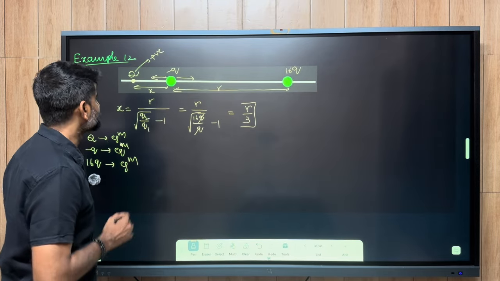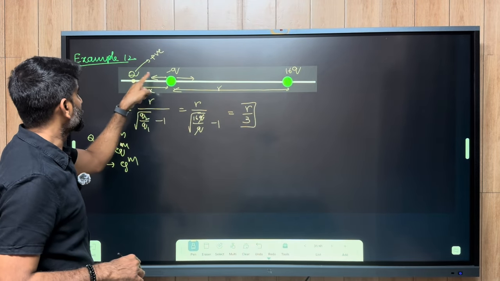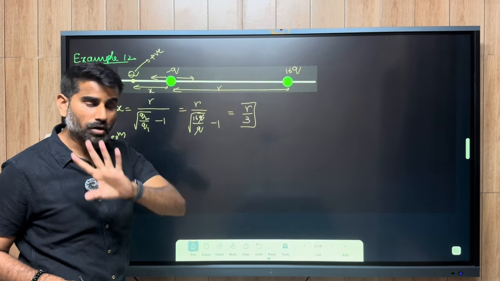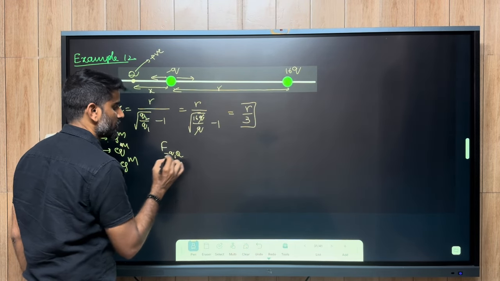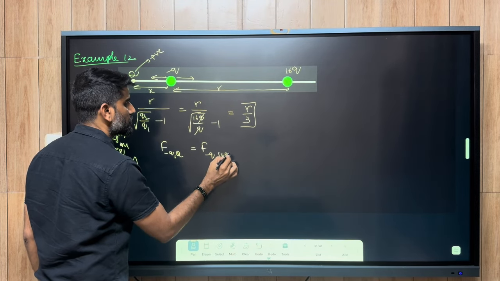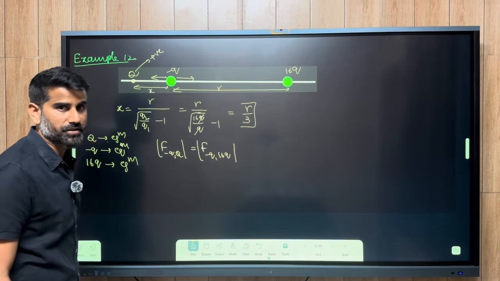Right. So for the net force on minus q to be 0, the force due to plus q and the force due to 16q must be equal and opposite. So the force on minus q due to plus q is equal to the force on minus q due to 16q, equal in magnitude, opposite in direction.